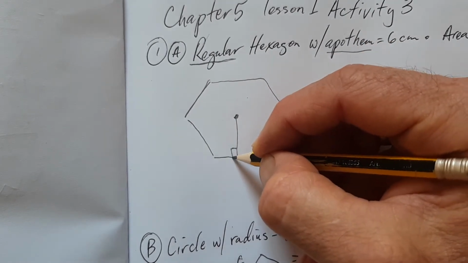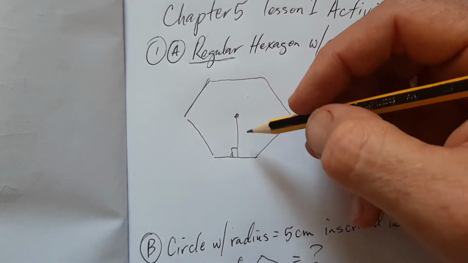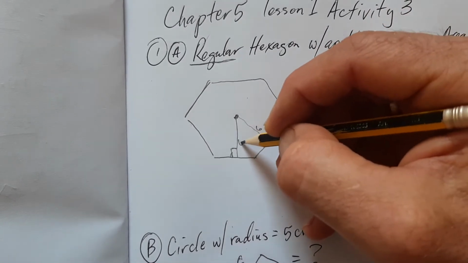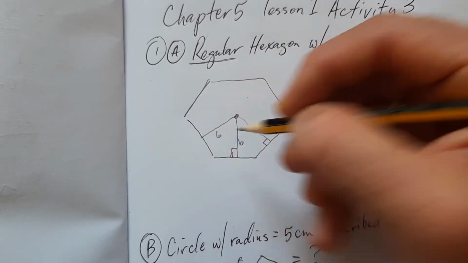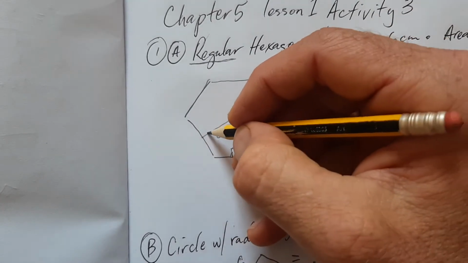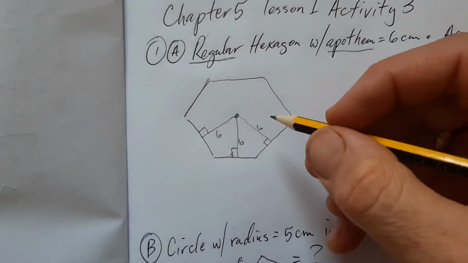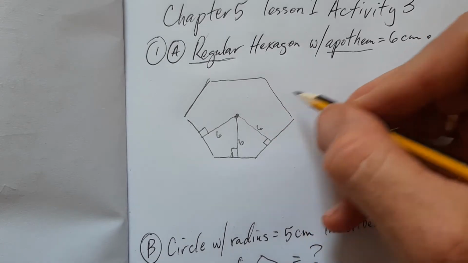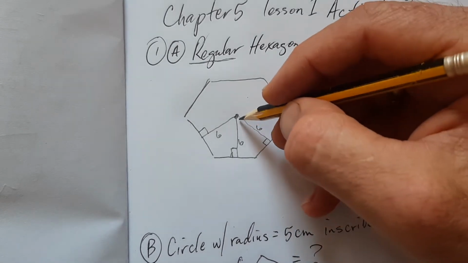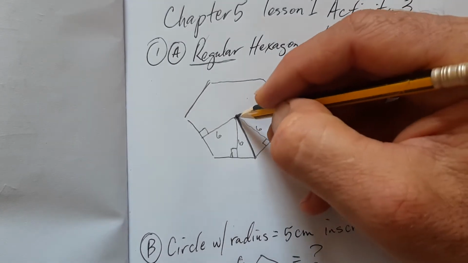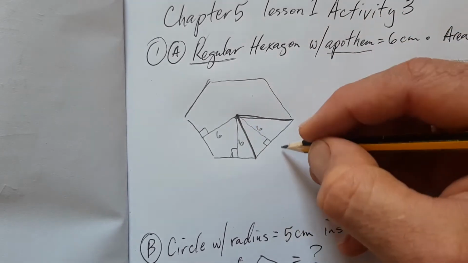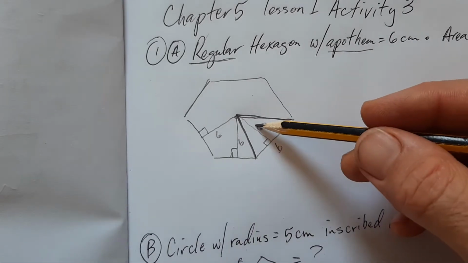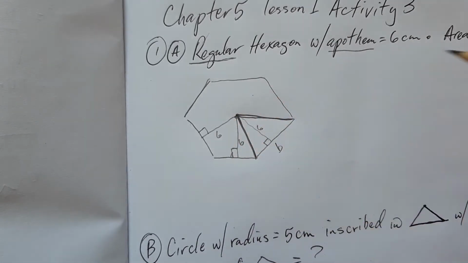It's like an altitude of a triangle, right? It is the altitude of each of the triangles. This is 6 centimeters, all the way around. So how do we find the area? Well, your book works you through a formula. What I'm going to do is take one of these triangles and find the base, and then we can find the area of that triangle. And there are 6 of those triangles in a hexagon.